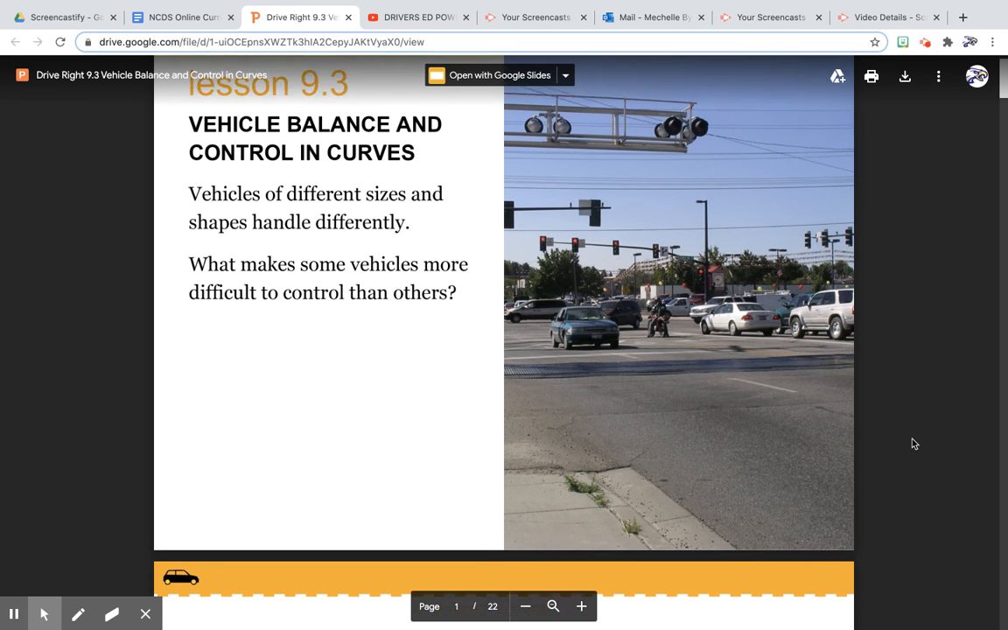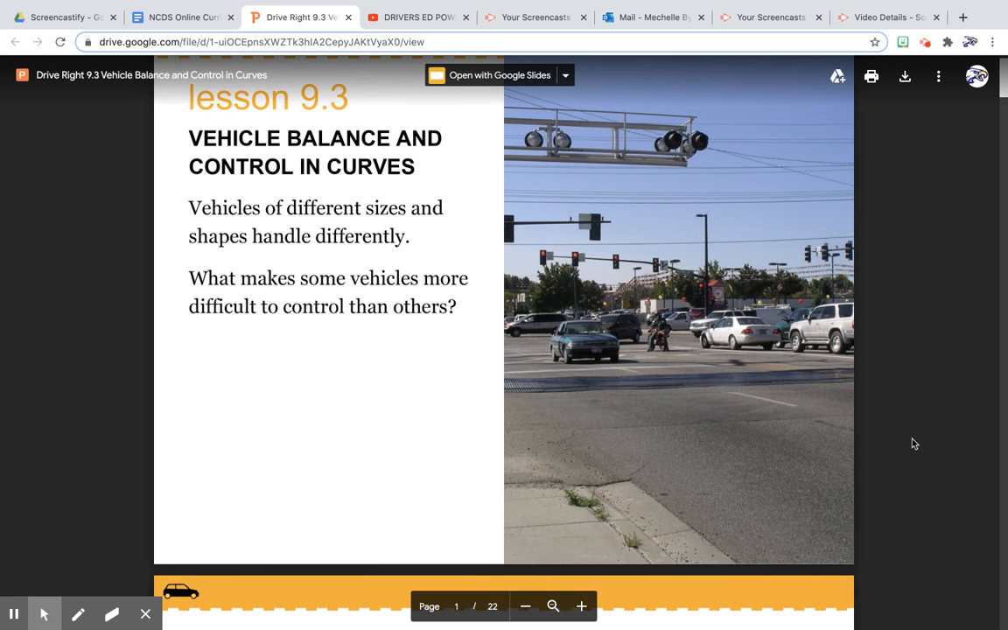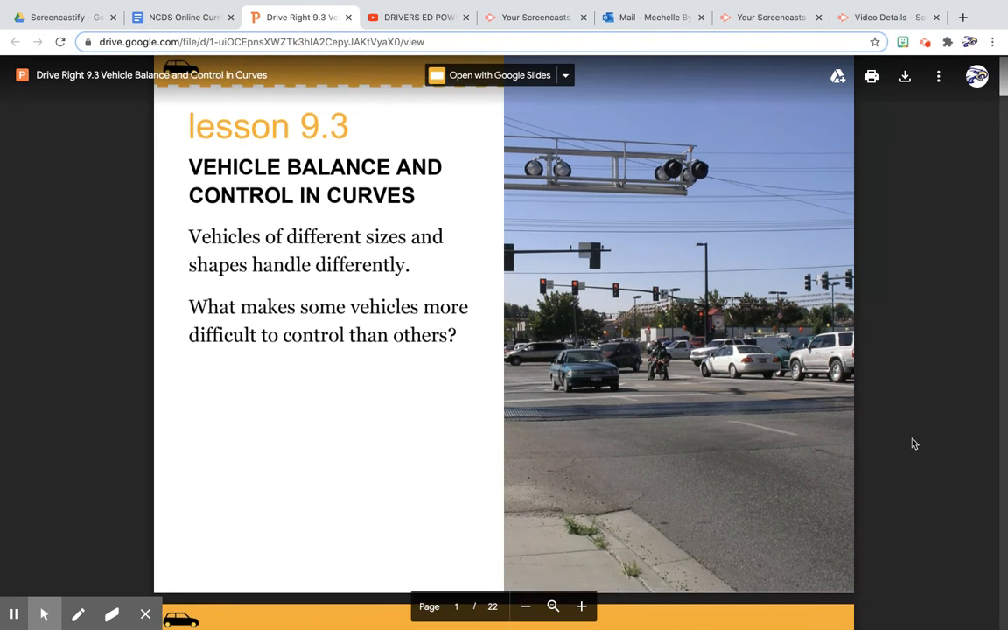Vehicle balance curve and controlling curves. Vehicles of different sizes and shapes handled differently. What makes some vehicles more difficult to control than others?